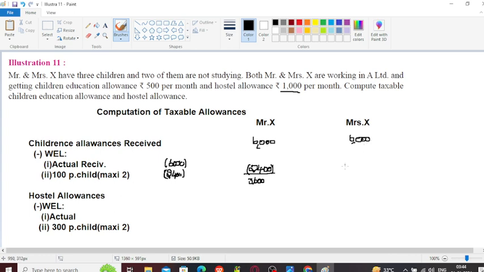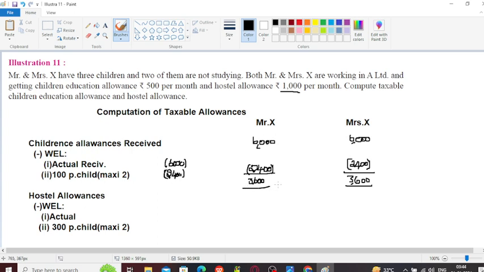Here 2400 will be deductible from Mrs. X's allowances also. That is, for Mr. X, 3600 will be taxable for children's allowances.